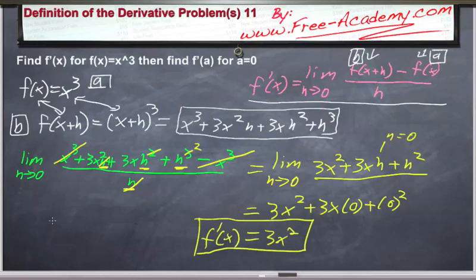Now we need to find this for f prime of 0, which is going to be 3 times 0 squared, which is equal to 0. Now we've completed the problem in the book. We found the derivative and we evaluated it at x equals 0.